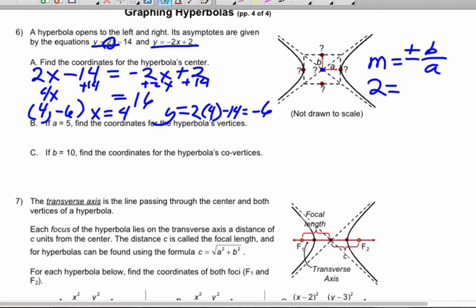I'm just going to deal with my positive 1. And they said a is going to be 5, so I'm going to have b over 5. And to solve for that, because I'm dividing by 5, I want to multiply both sides by 5, which is going to give me b equals 10. All right, and if you remember right, we're going to move right and left, and they gave you b as 10 over here.